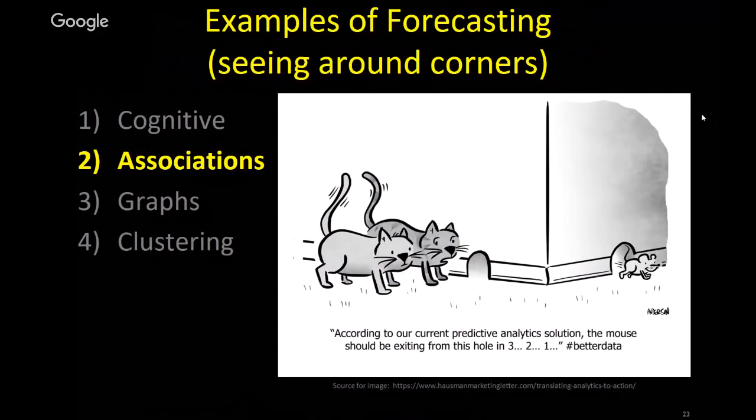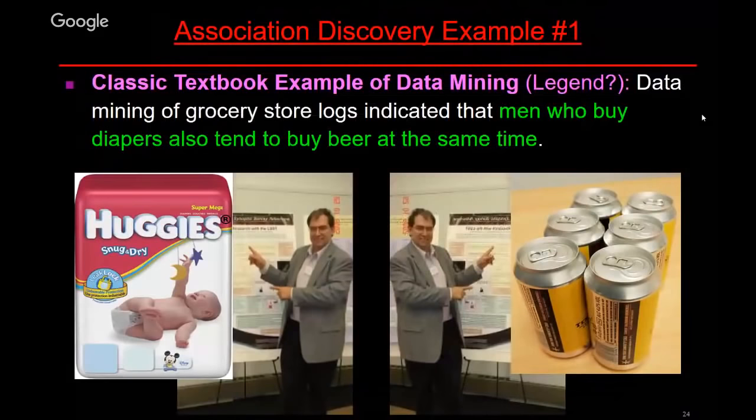So that's number one in my example of seeing around corners, literally in that case, around the corner of the Formula One race. So that was cognitive. The second one on my list here is associations. And what do I mean by that? I'm starting with textbook stuff, and then I'm going to move to something that's not in the textbook. So bear with me a second here.